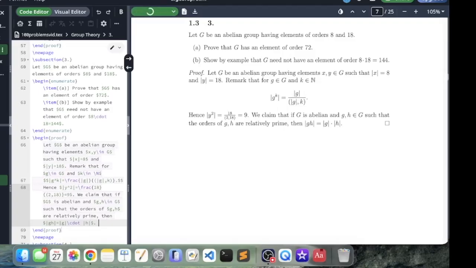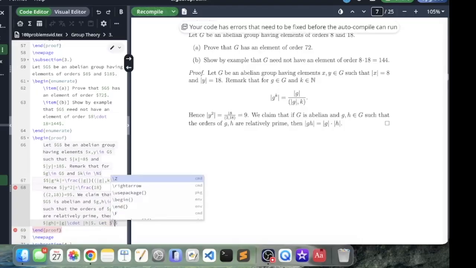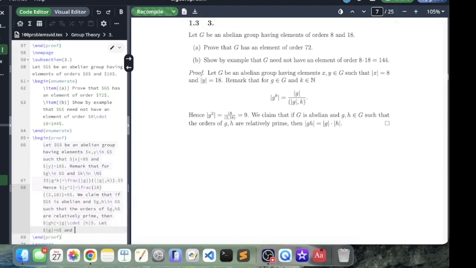Okay, so we want to prove this claim. The abelianness in G is just going to let us do whatever we want with exponents, pretty much. So we let the order of g equal n and the order of h equal m, such that n and m are relatively prime.